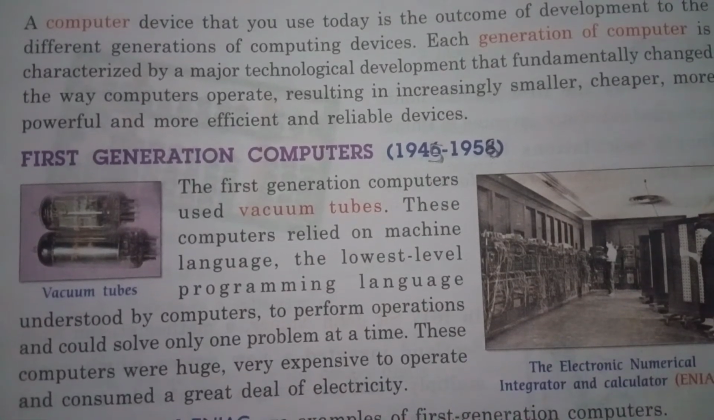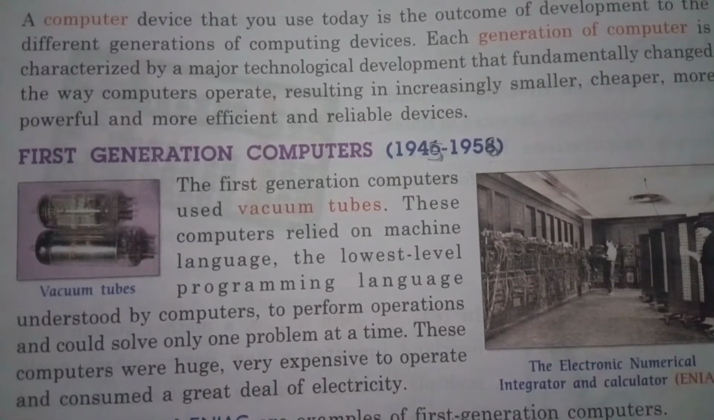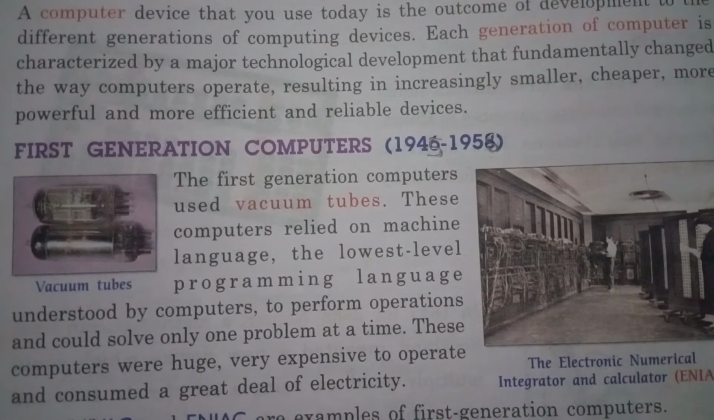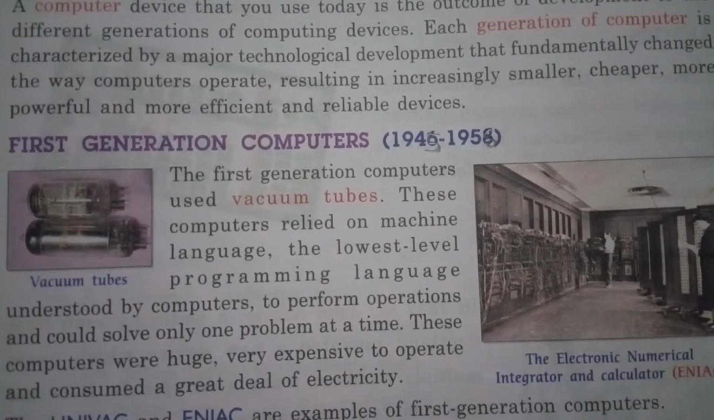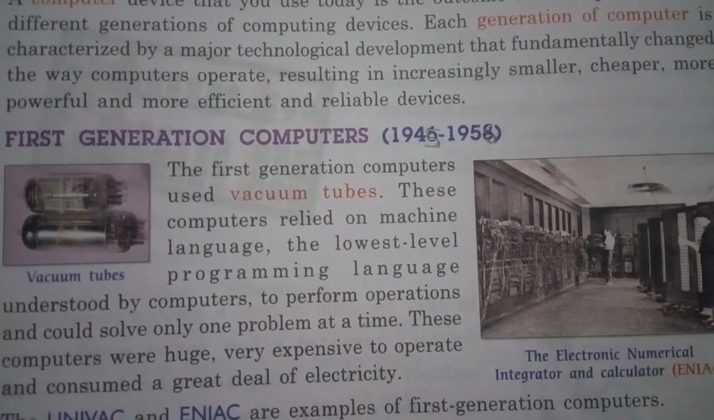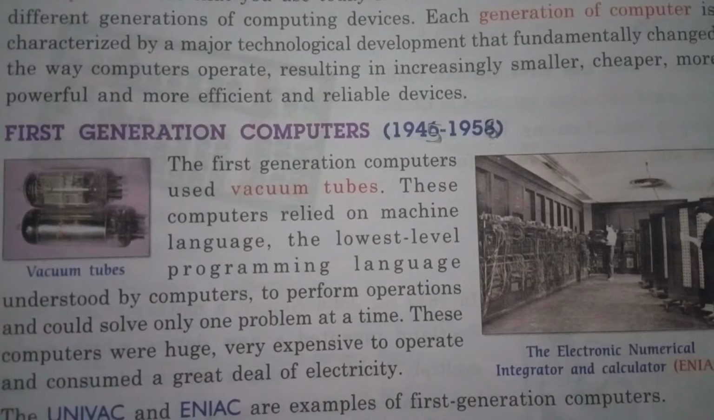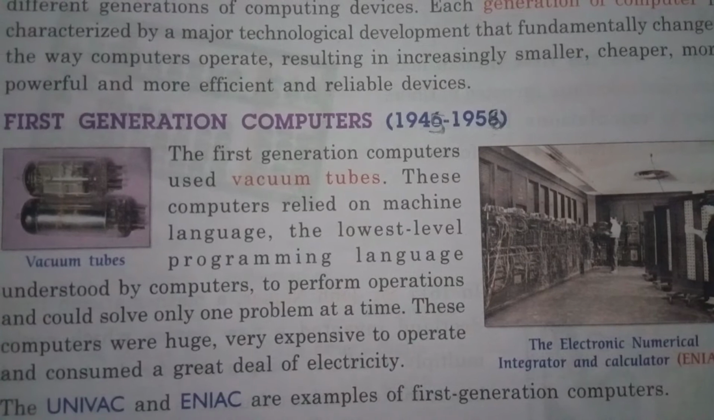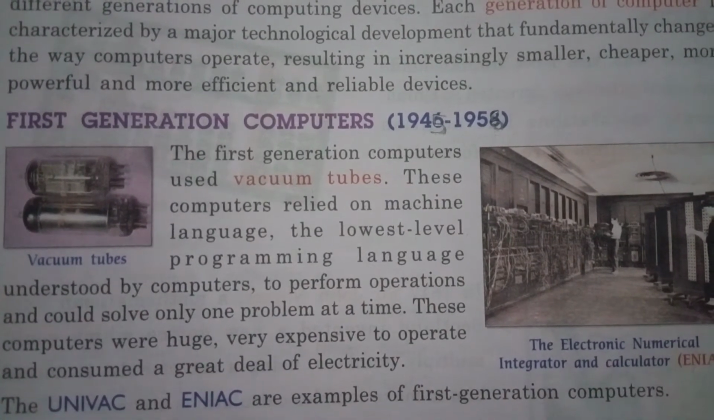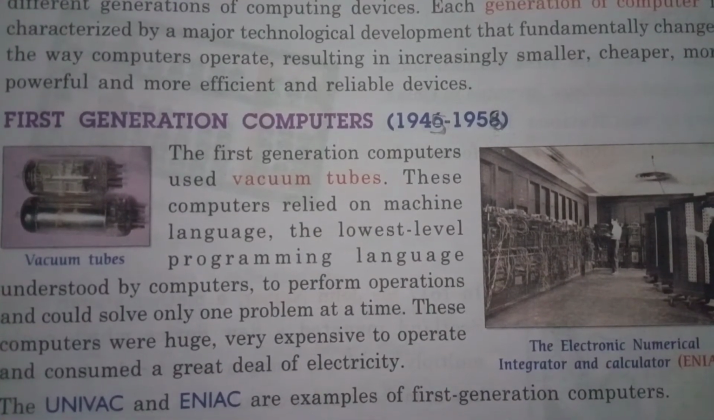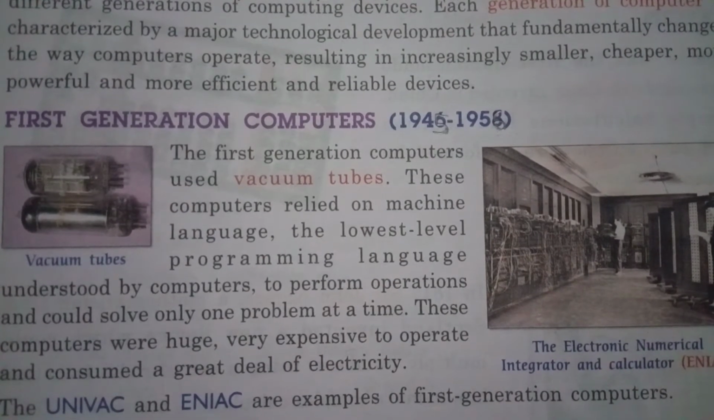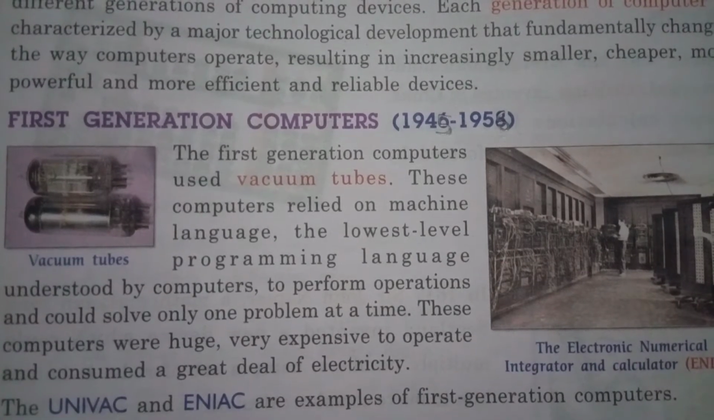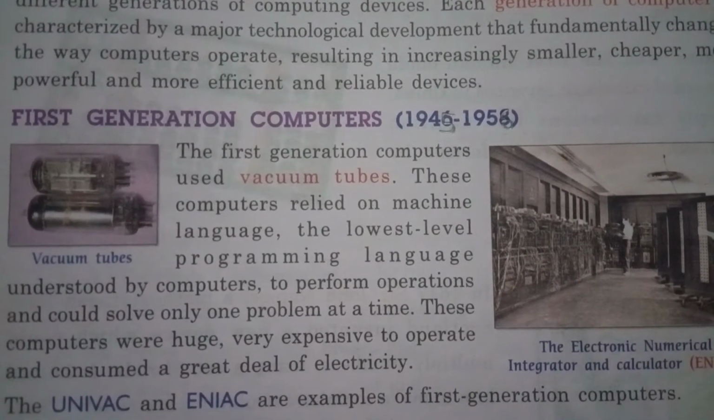In first generation computers, some limitations are there. They can solve only one problem at a time. They are very large in size. The computers of first generation are very large. They are very expensive. To run them, a large amount of electricity was needed, means they consume lots of electricity. And the storage power of these computers is no storage. Okay. So these are the limitations.